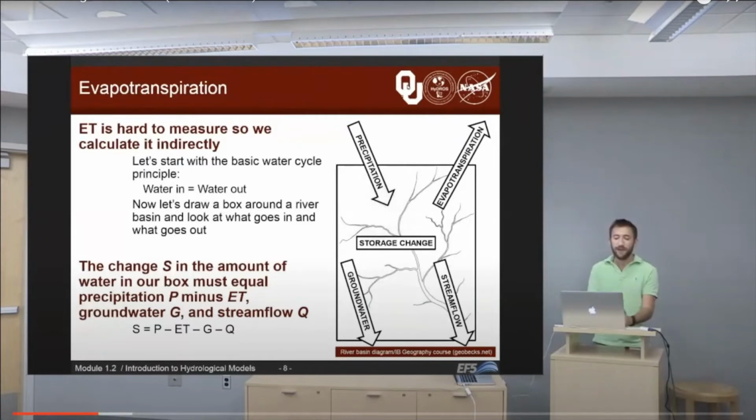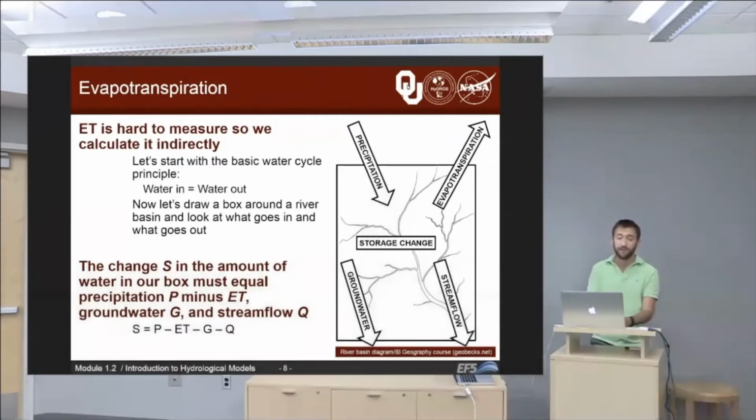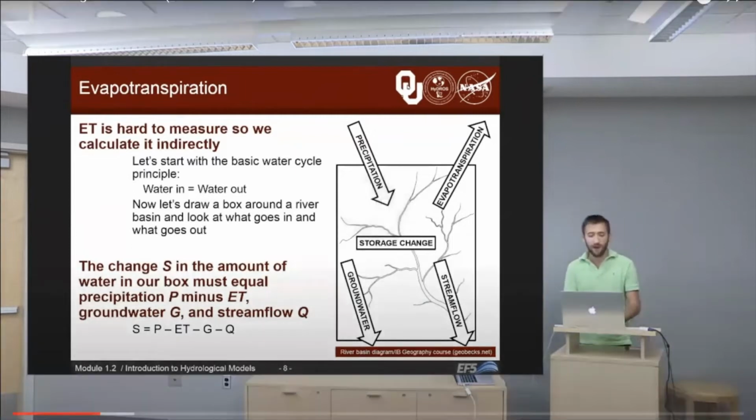So in this case, the arrows pointing in, there's just one, it's precipitation. And there are 3 arrows pointing out of the river basin, and those are groundwater, stream flow, and evapotranspiration.